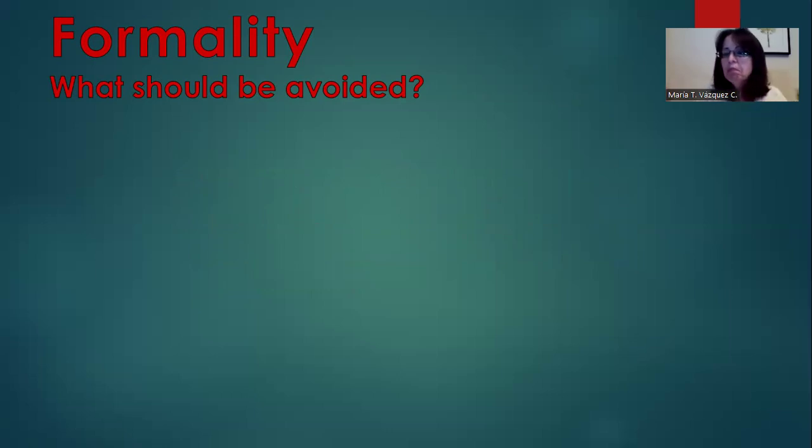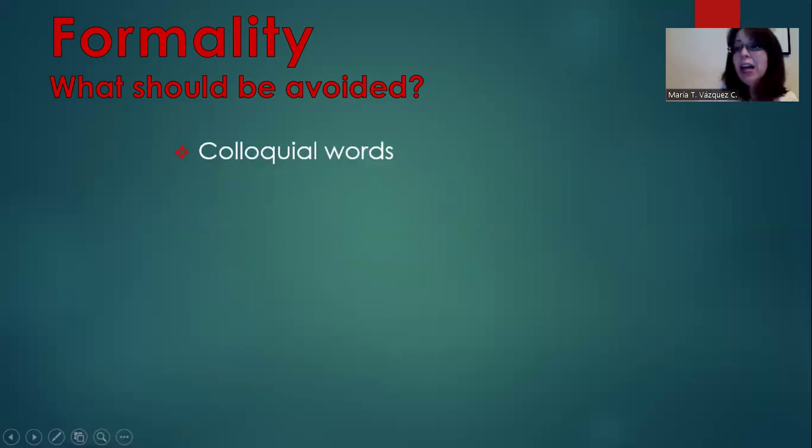Now, simple. Okay, it's formal. But what does it mean to be formal? You're going to be surprised at some of the aspects that you have to take into account. First of all, there are things that we have to avoid. The first one is using colloquial words. You cannot use words like wanna, gonna in your writing. Get up. Kids is informal. You should use children. Pal is informal. So avoid colloquial words.